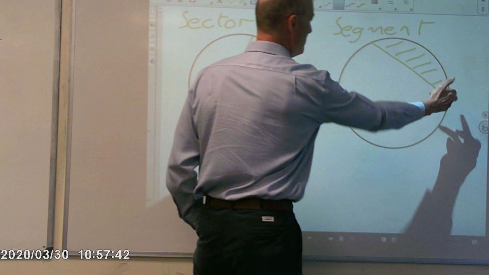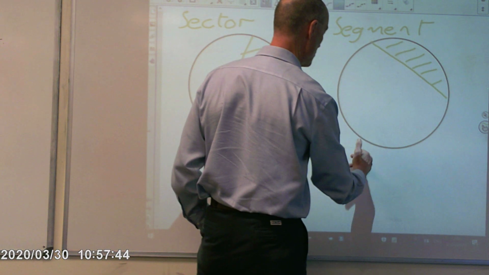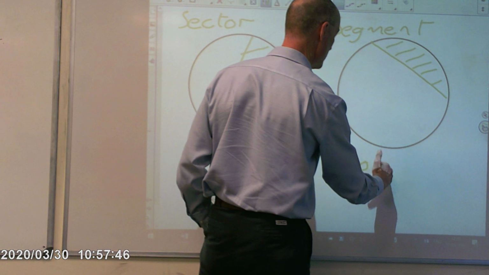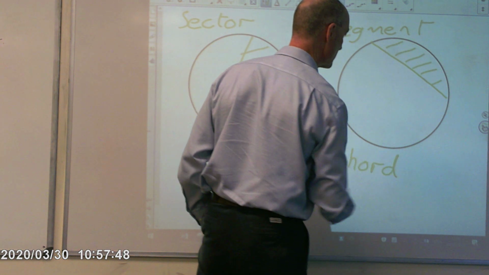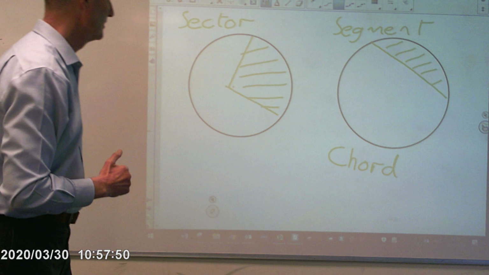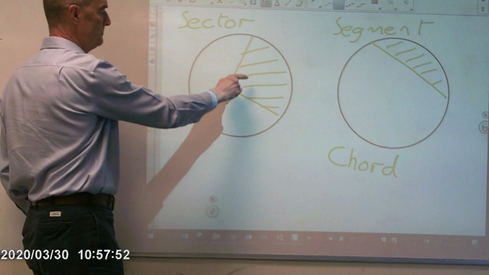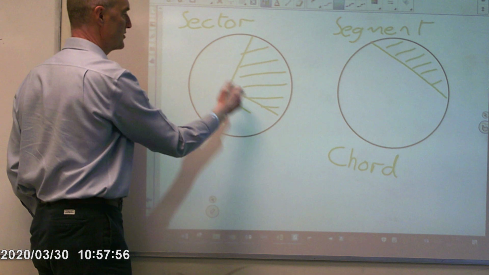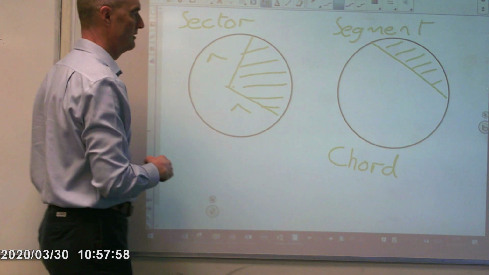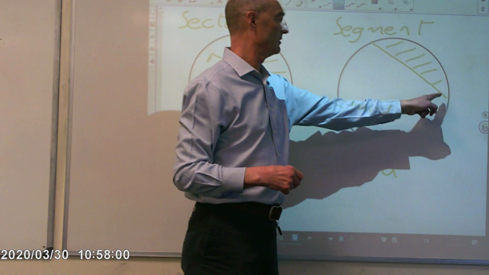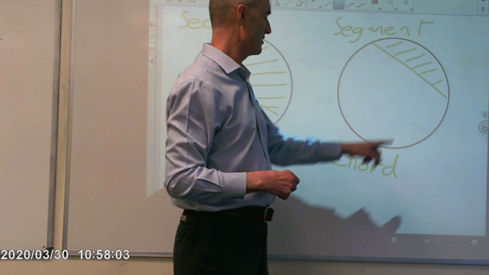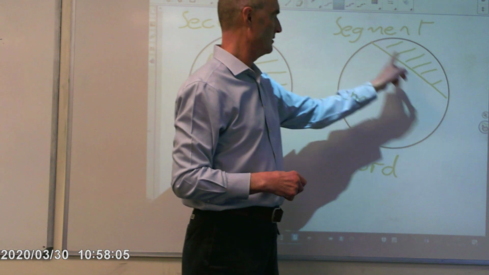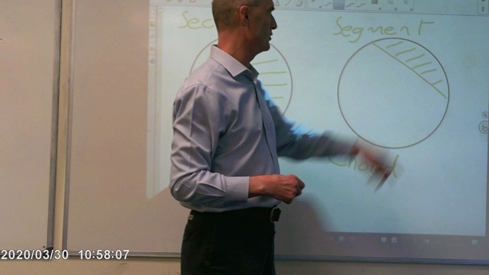That line is known as a chord. I'm going quickly through these. We will go through these as the week goes on. Okay? So the idea of a sector, which is bounded by a radius and another radius, and then a segment, which is just part of the circle, the inside of the circle, and it's bounded by a chord.